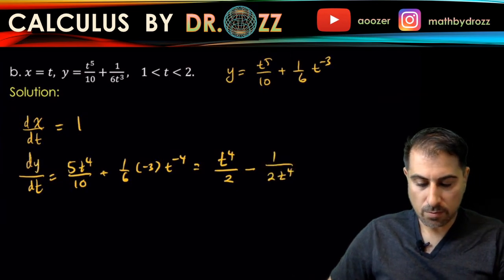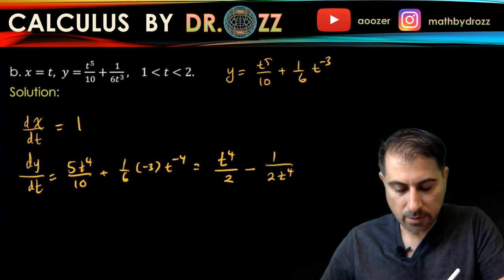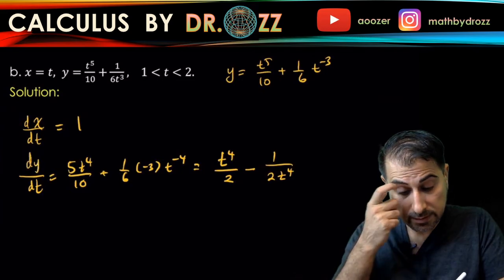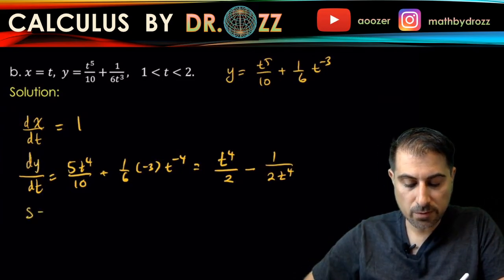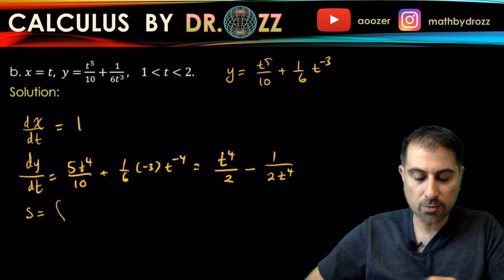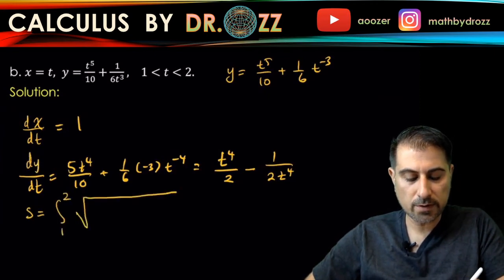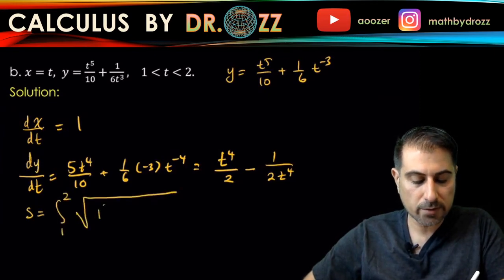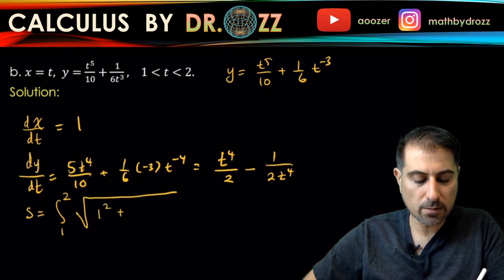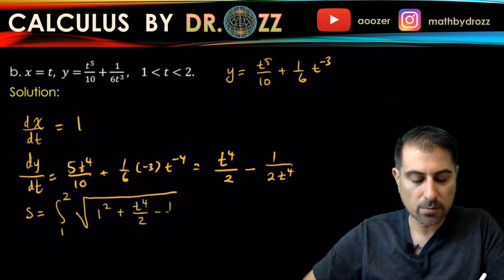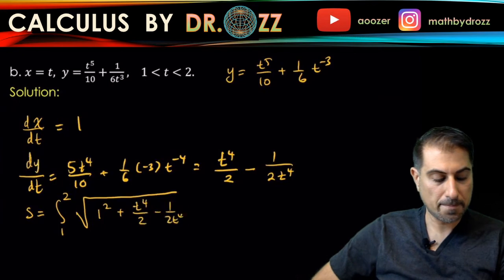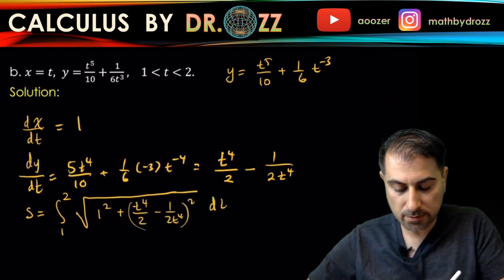All right, so let's write down the arc length formula. Arc length is the integral from 1 to 2 of the square root of dx over dt squared plus dy over dt squared, dt.